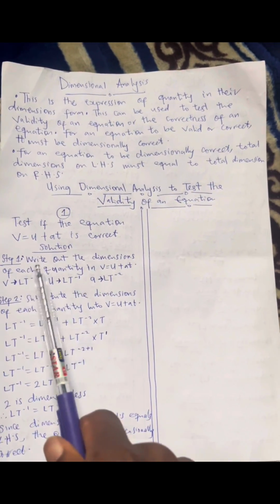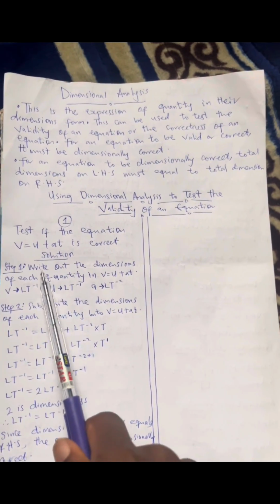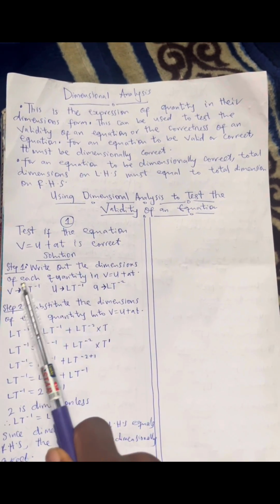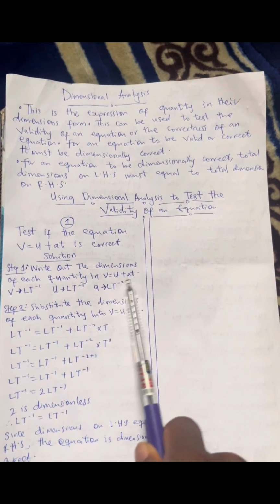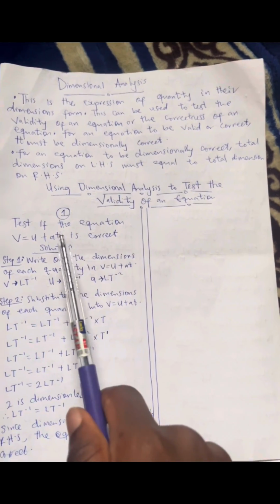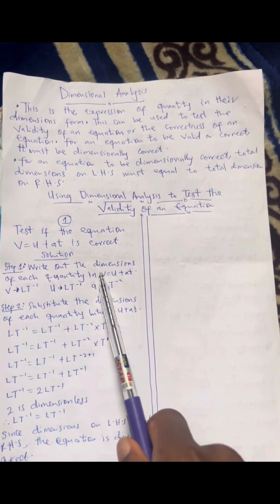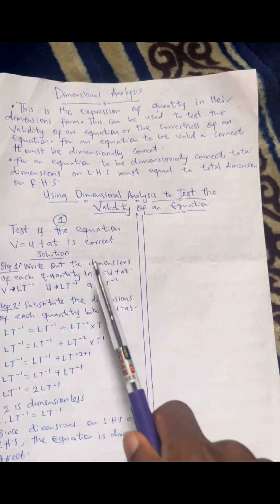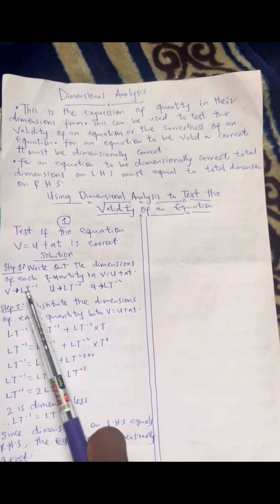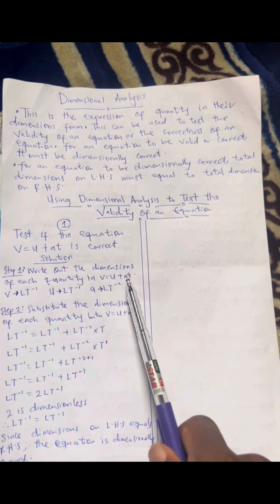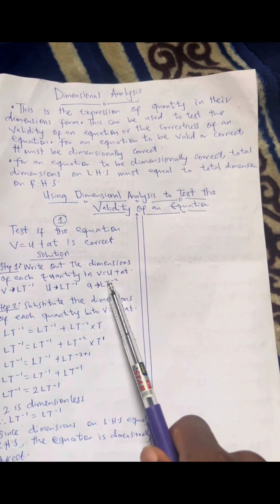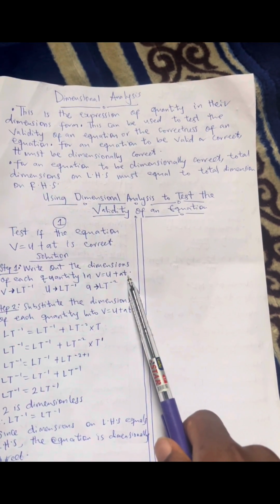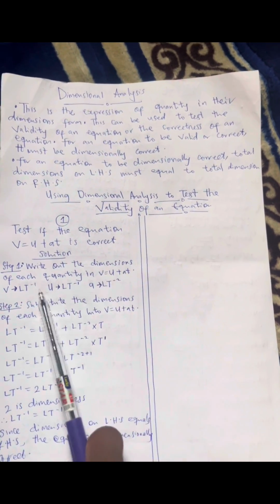So the first thing we are going to do, step one always, is to write out the dimensions of each quantity in the equation given to you, which is v equals u plus at in this case. This v represents the final velocity, this u represents the initial velocity. They are both velocities, so they have the same dimension. The dimension for velocity is LT^-1, u is also LT^-1. This a represents the acceleration, and its dimension is LT^-2. The t represents time, and the dimension for time is capital T. So that's the first thing you are going to do: write out the dimension of each quantity.